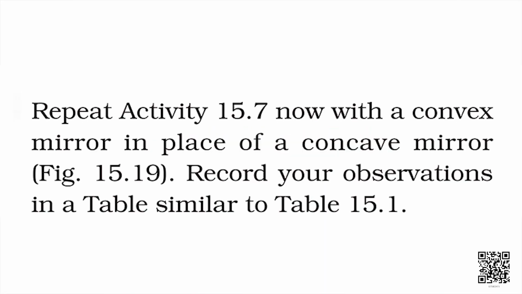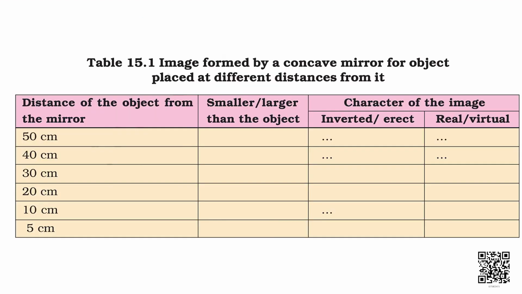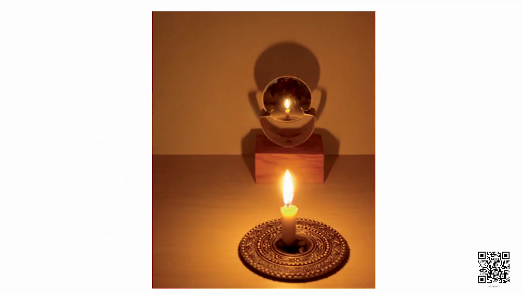Activity 15.8, we will repeat activity 15.7 with a convex mirror in place of a concave mirror. Then we will record our observation in a table similar to table 15.1 and we will see whether we get a real image at any distance of the object from the convex mirror or not, and if the image is larger in size than the object or not. So students, we will try to note whether we could get a real image at any distance of the object from the convex mirror, and whether the image that we get in this activity is larger or smaller in size than the object.